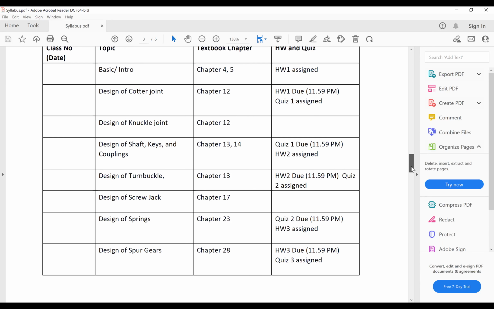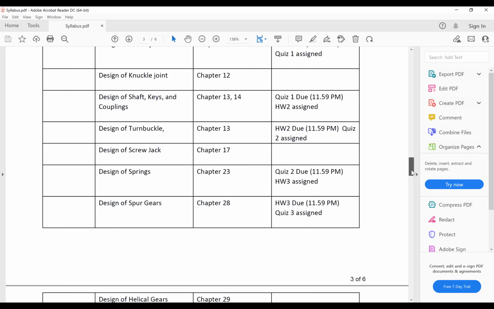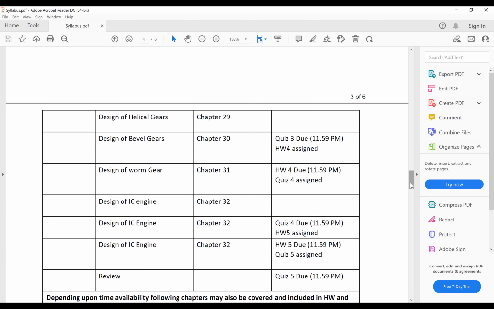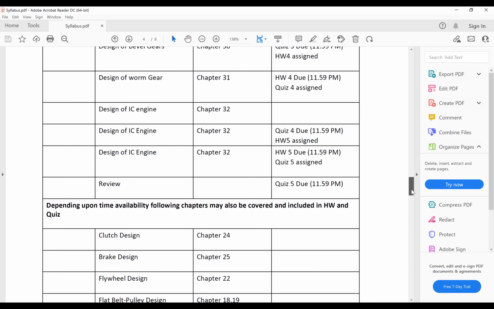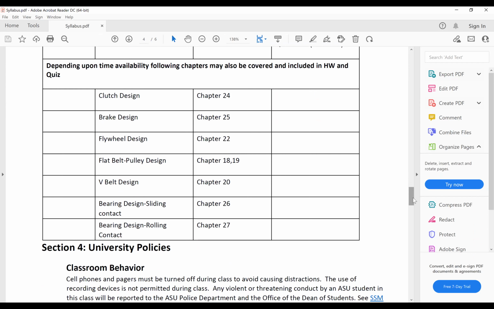So as you can see, we are going to talk about design of quarter joint, knuckle joint, shaft and piece, turnbuckle, screw jack, springs, spur gears. And believe you me that I usually cover a lot of material. So in a couple of times I actually finished the entire book, 900-page book. The entire book I finished. Bevel gears, worm gears, then internal combustion engine, design of internal combustion engine. And then in the past, I was able to cover these additional topics.